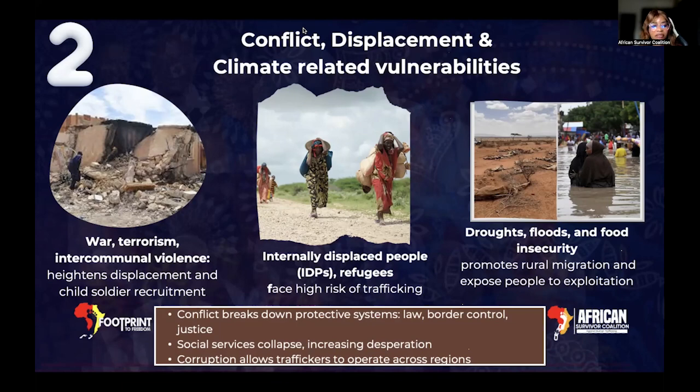Another silent driver is climate change, like droughts, floods, and failed harvests, which lead to food insecurity, especially in rural communities. And when there are situations like this, it also makes people migrate, also exacerbating the issue. In summary, on conflict, when there is instability.